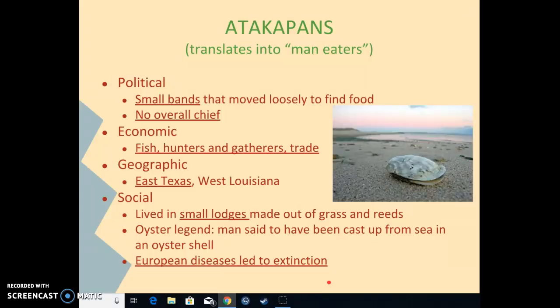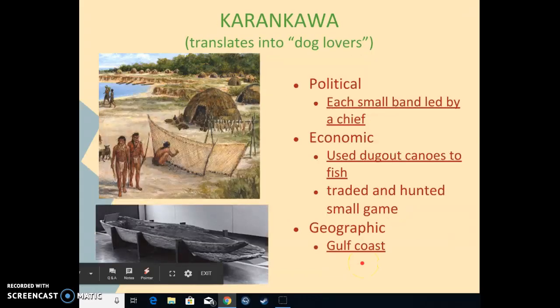The Attakapas were small bands that lived right on the coast near Louisiana. They were fishermen, hunters, and gatherers. They lived in East Texas and West Louisiana, in small lodges made out of grass and reeds. Unfortunately, when they came in contact with the Europeans, they became extinct.